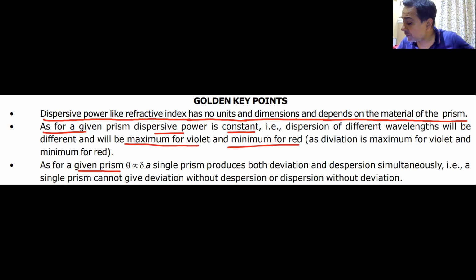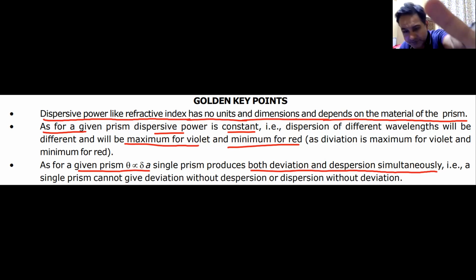Point number 3, for a given prism, you will have both deviation as well as dispersion. So a single prism will always give you both deviation and dispersion. It cannot give you dispersion without deviation or deviation without dispersion. Only when you combine two prisms, then you can have deviation without dispersion or dispersion without deviation. For only one prism, you will always have deviation as well as dispersion.